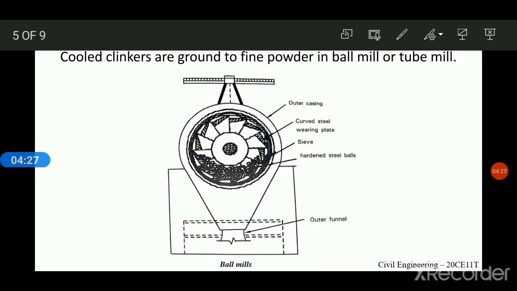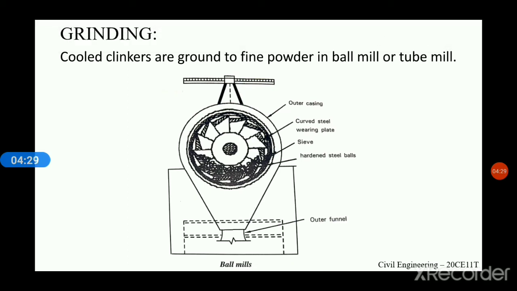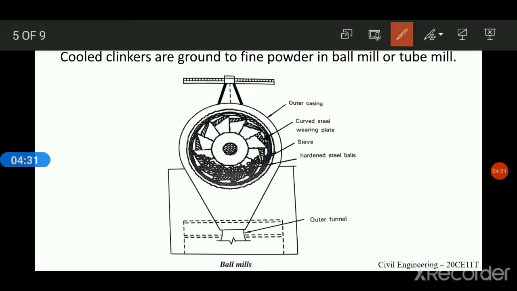So the material is fed from the top. When the mill is rotated about its horizontal axis, the steel balls strike against the curved plates.